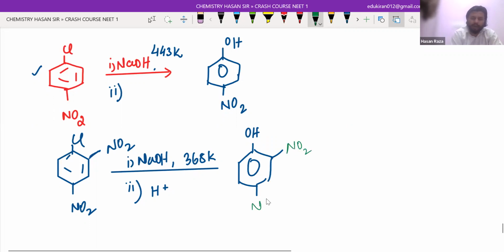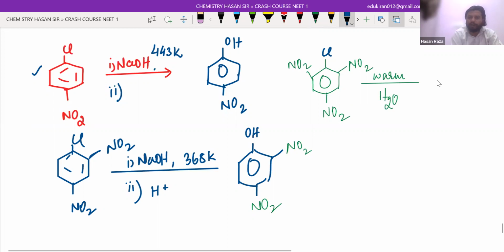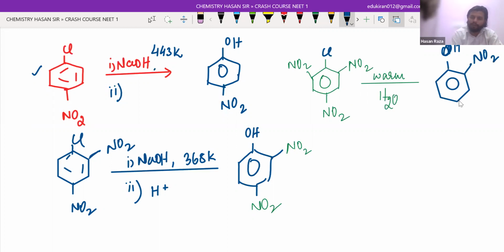Now, if you are going to add 3 NO2 to this chlorobenzene, then it is so reactive that even warm water will work on that. This is your chlorine. Warm water will work on that, and this chlorine will be replaced by a nucleophile, which is OH, hydroxy.